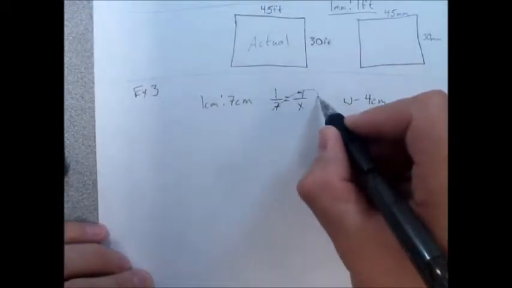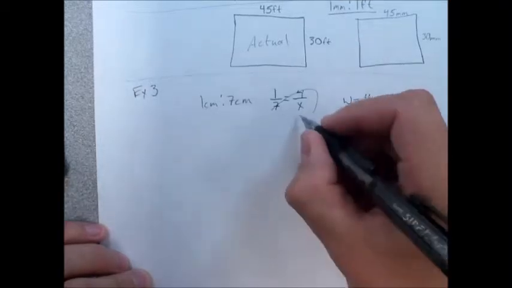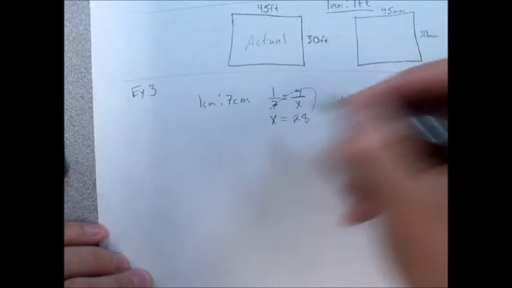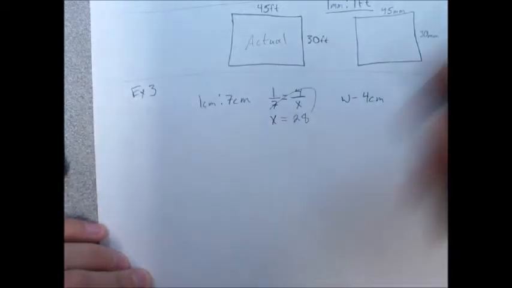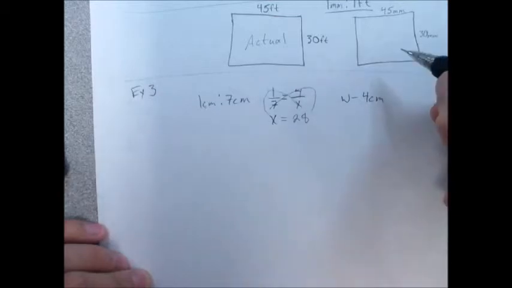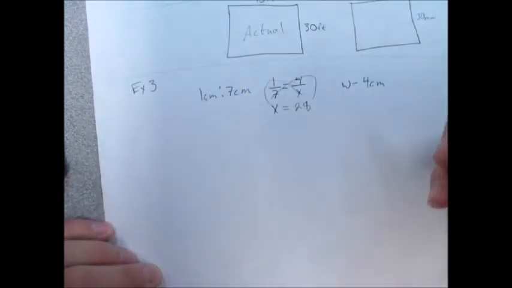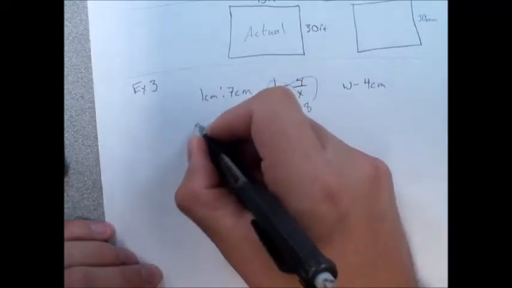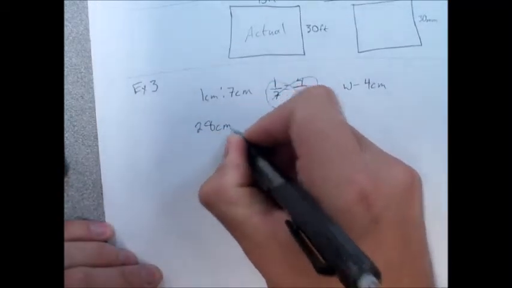Then I do my cross product. So I get 7 times 4 is 28. X times 1 is just X. And there's my answer already. So X is 28 in this case, which was my missing variable. Now I need to answer the question. What is the actual width of the desk drawer? 28 centimeters. And that's it.